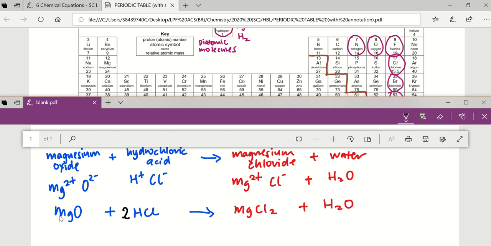Okay, and then you can double check in terms of the number of each of the atoms. I have 1 Mg and 1 Mg, 1 oxygen and 1 oxygen over here. For this, it means that I've got 2 of hydrogen, and I've got 2 of hydrogen from water. Then I've got 2 Cl, and then I've got 2 Cl here. So this is the balanced chemical equation.